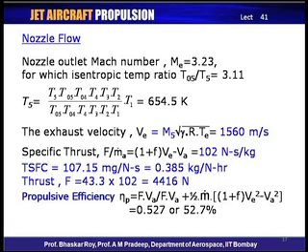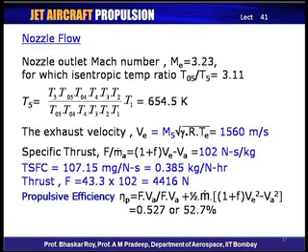be 654.5 K. Now, using this temperature, we can find the exhaust velocity V e as before, and using the Mach number that we have found just now, that is 3.23, and that gives us an exit velocity of 1560 meters per second.